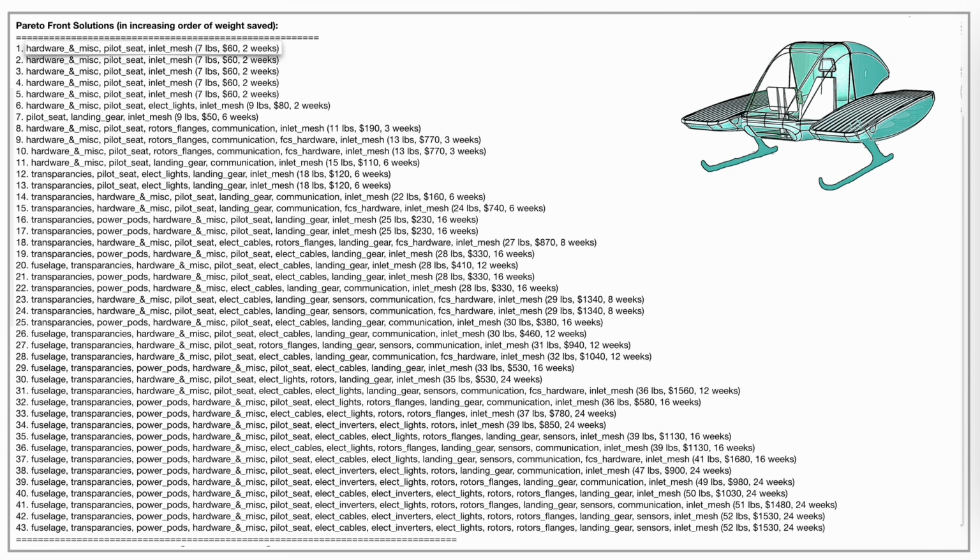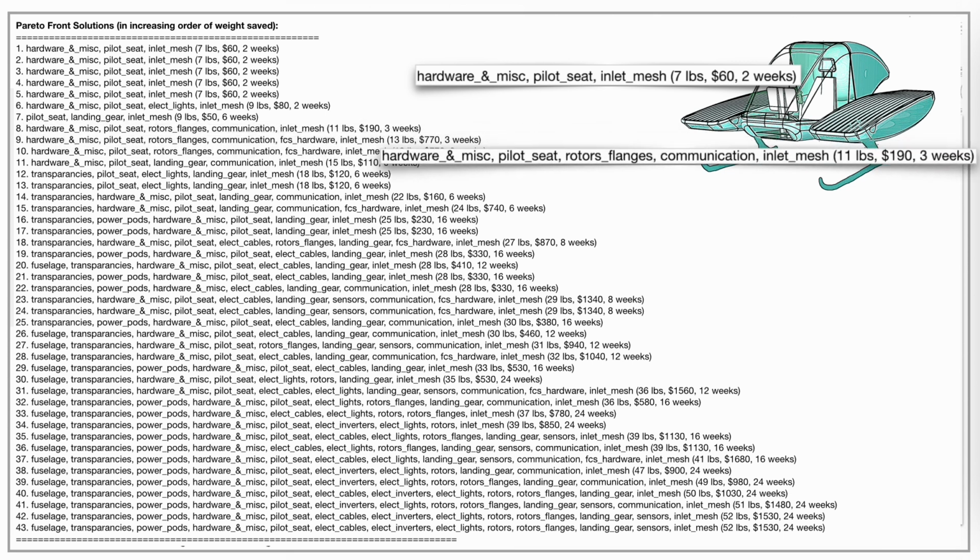Now the designers of our VTOL aircraft have at their disposal a whole range of options to choose from. Starting from an investment of 2 weeks of work and $60, they will be able to save 7 pounds. They need to concentrate on hardware and miscellaneous, the pilot seat, and the inlet mesh. In case they have some more time and can afford a larger expense, they have the option of working for another week, spending some more money, but then being able to achieve an 11-pound weight saving.